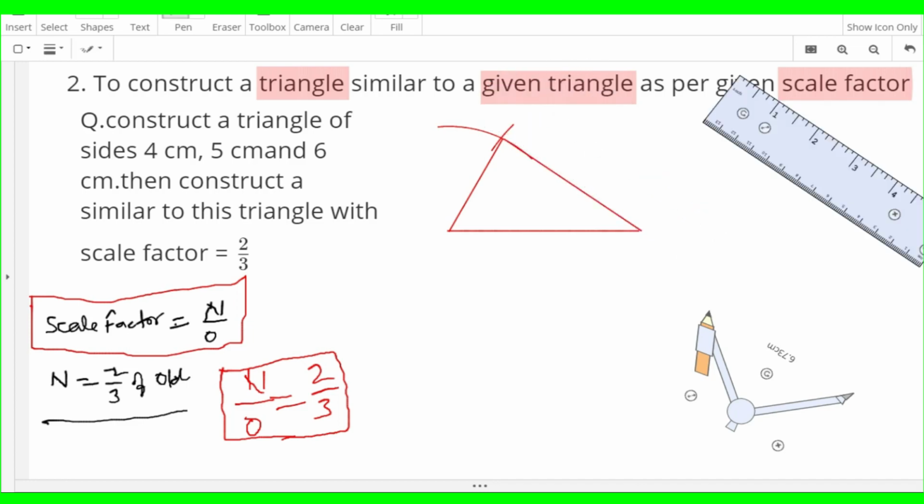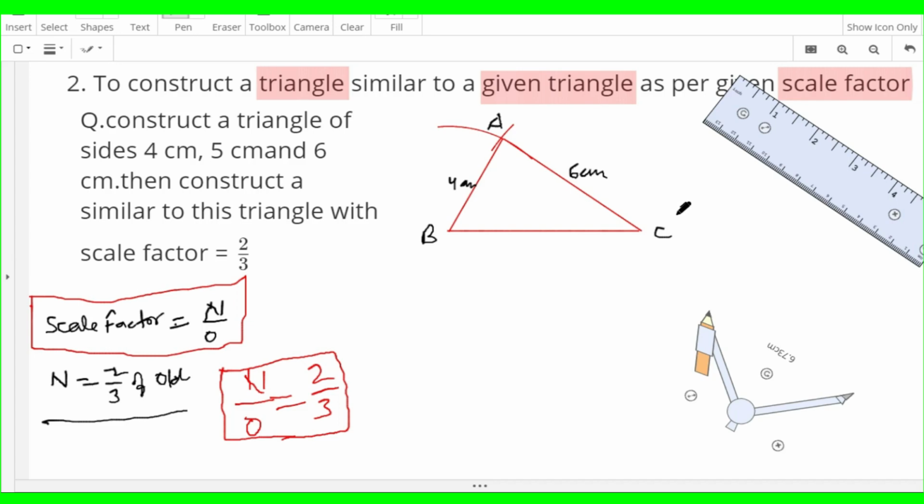So this is our original triangle, in which this side is 5 centimeter, this is 4 centimeter, and this is 6 centimeter. Let this triangle be named A, this point is B, and this is point C. Now you have to construct a new triangle which is similar to this triangle ABC.